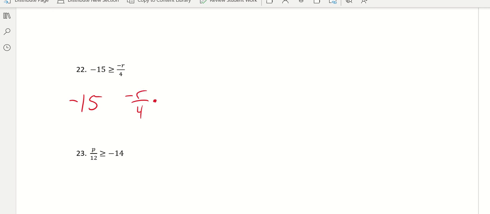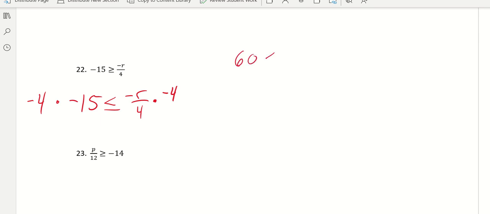It's multiplication, right? And if I want this to be a positive r on the right side, I need to multiply by negative 4. What is a negative multiplied by a negative? A positive. What is 4 divided by 4? 1. I'm going to multiply by negative 4 on the right side as well. When I multiply by a negative on both sides of an inequality, what do I have to do to my sign? I have to flip it. So there you go. So a negative times a negative is a positive. 4 times 15 is 60.